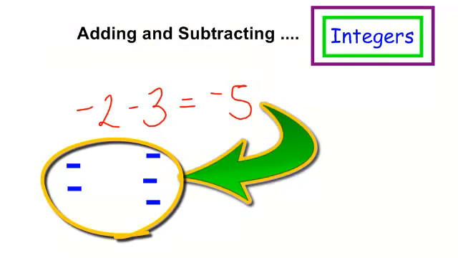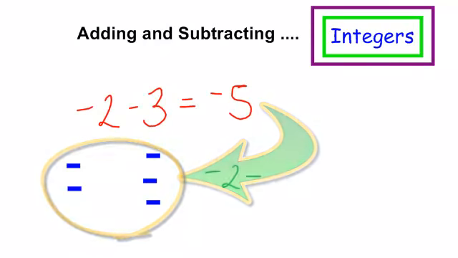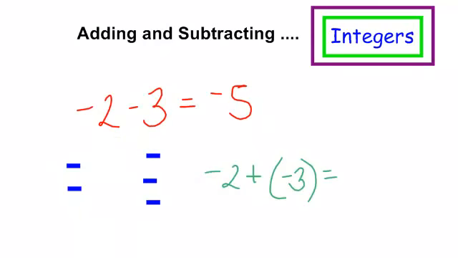I could have written this problem another way. I could have written negative 2 plus a negative 3. And if I had written it this way, just look in front of it. That is a negative 2. I do see the plus, and that is a negative 3.